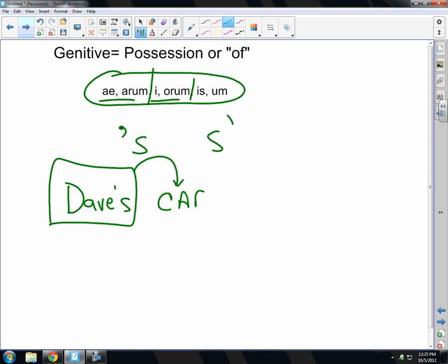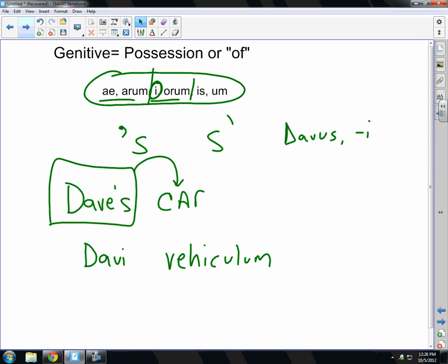Now we know that we have the word Davus in Latin, and that the genitive of a second declension singular is -i. So we're going to put Davi. We know that a car would be a vehiculum. So here Davus is possessing the car. This Davi actually in Latin will more than likely follow the noun that it possesses. In English, we put it the other way. We have the possession here, Dave's car. We have the possession followed by the noun. In Latin, more than likely, you'll have the noun followed by the possession word.